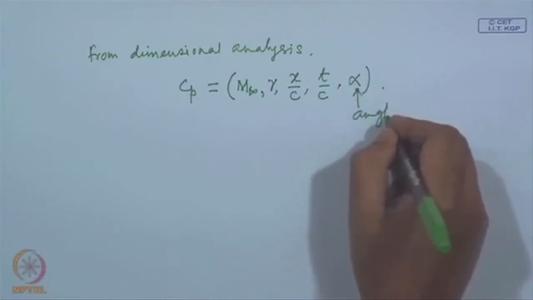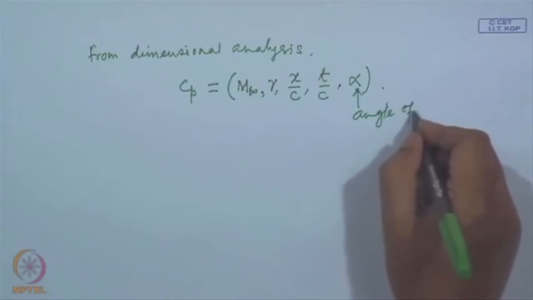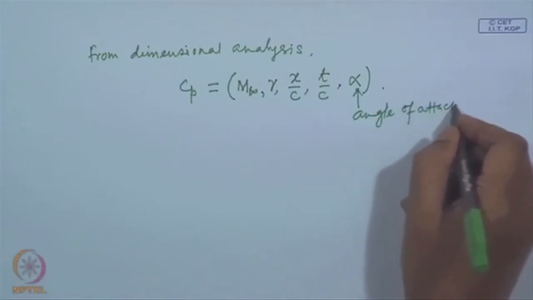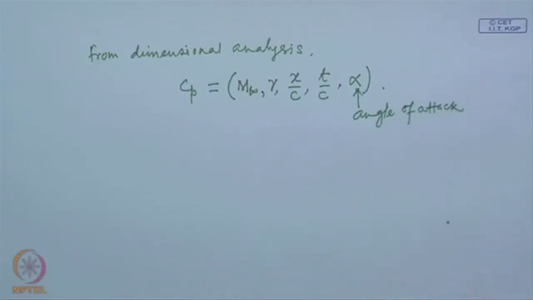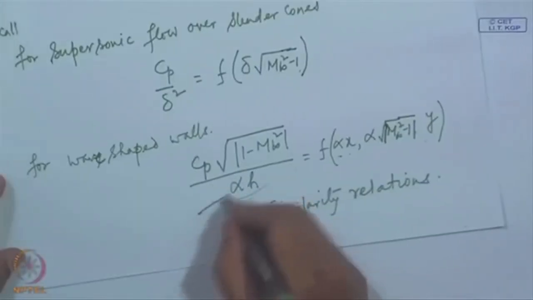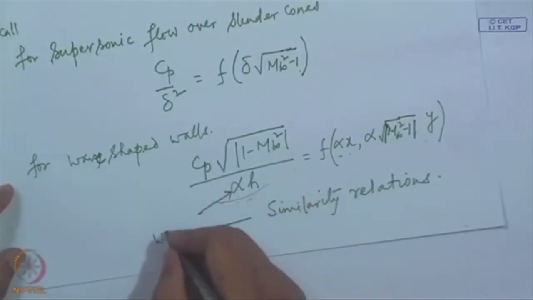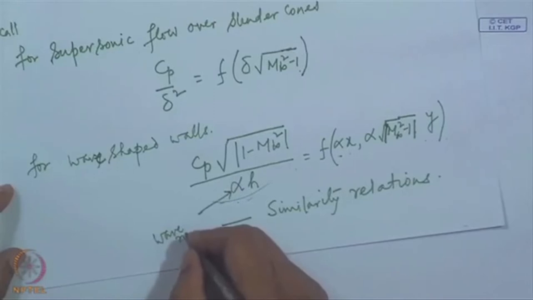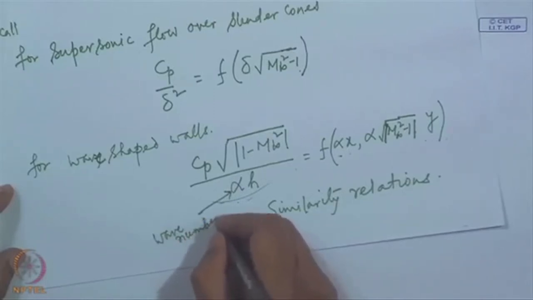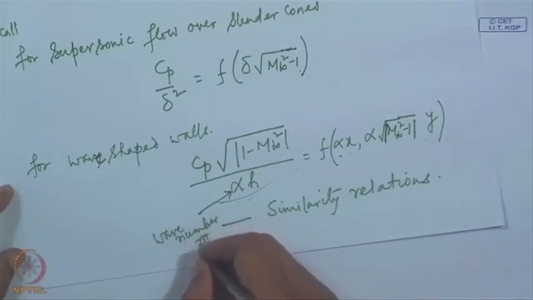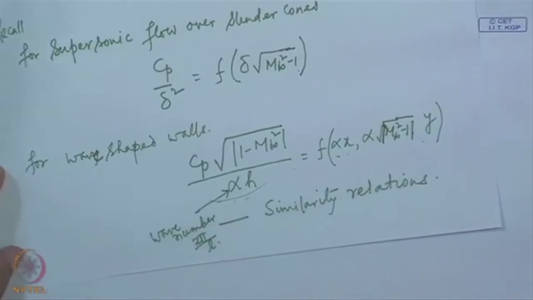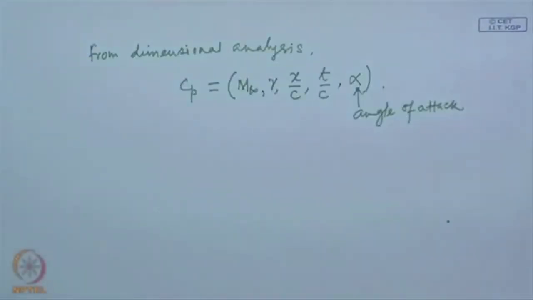It is no longer the wave number. The alpha in this relation is the wave number, which was 2 pi by L, where L is the wavelength of the wall.